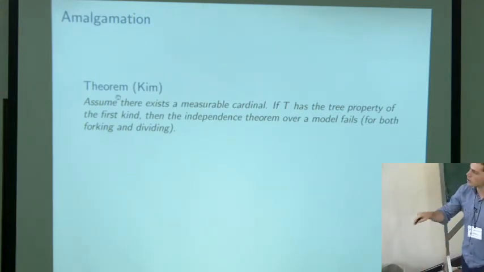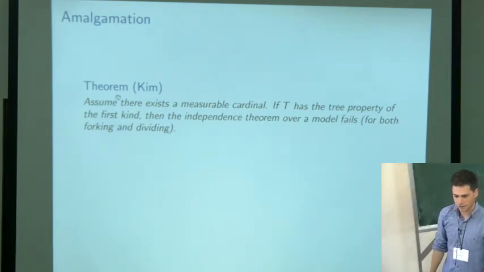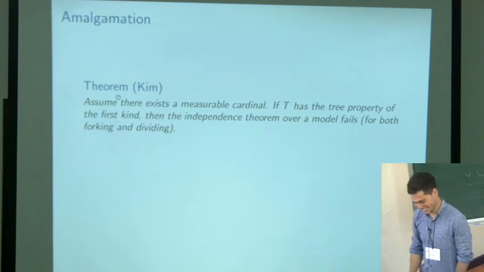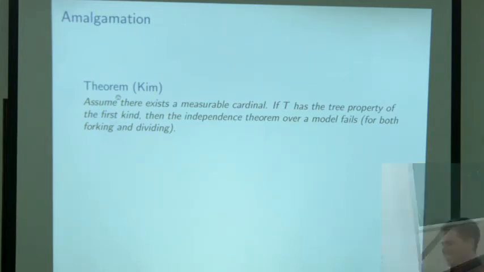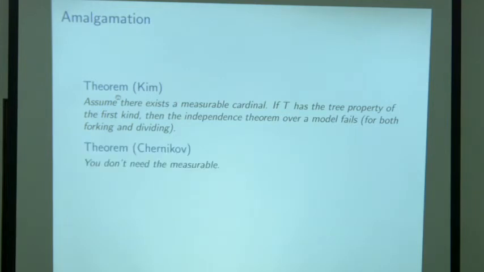So in the paper on simplicity and stability, there's this really nice theorem. Assume that there's a measurable cardinal somewhere. Then if you have the tree property of the first kind, then the independence theorem over models fails, both for forking and dividing. OK, so this is a nice theorem. Artem, on the way to proving an independence theorem for simple types in NTP2 theories, proves that you don't need the measurable. So actually, this is a theorem of ZFC. In ZFC, if T has the tree property of the first kind, then the independence theorem over models fails.